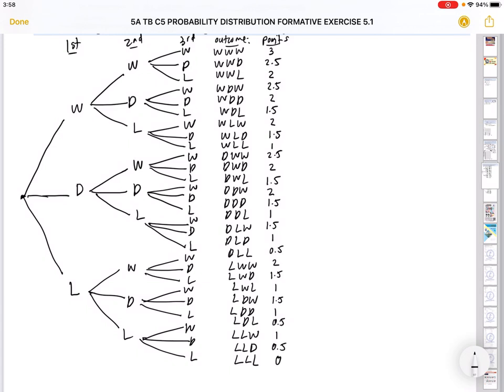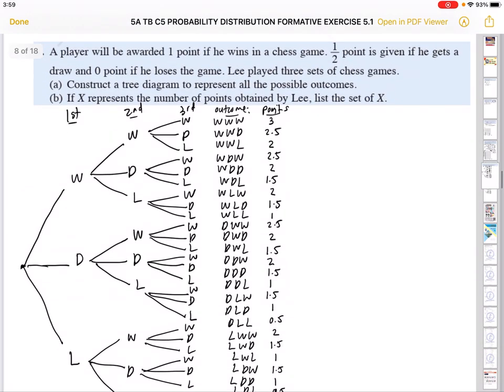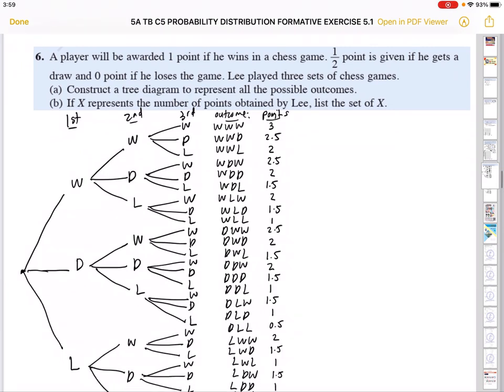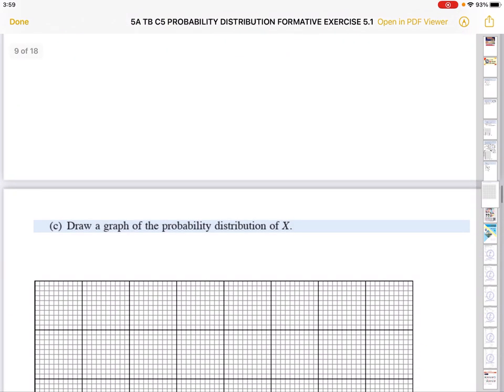So there are 27 possibilities, but you notice that some of them give actually the same number of points. Because I would need to find the probability, right? So I'm going to list out my possible outcomes first. Possible values of x: construct a tree or table, represent possible outcomes, count the number of possibilities, list the set of x. After you list the set of x, you draw the graph. I need to find the probability anyhow, so I'm just going to list out the x values first.